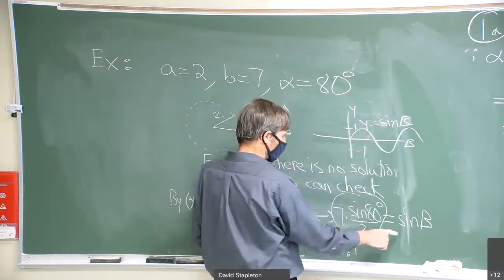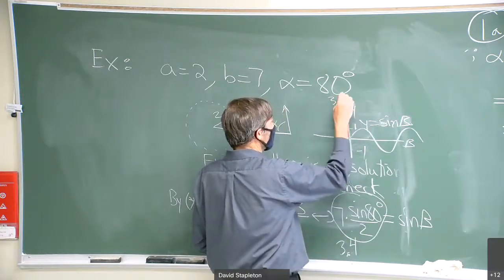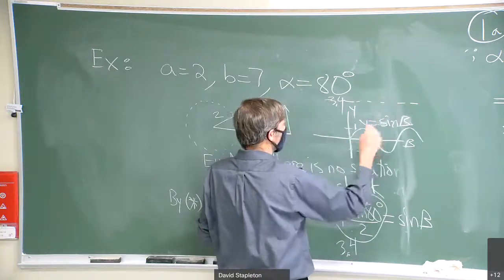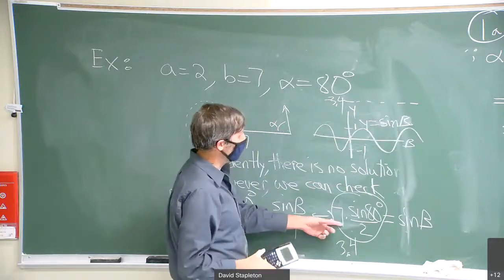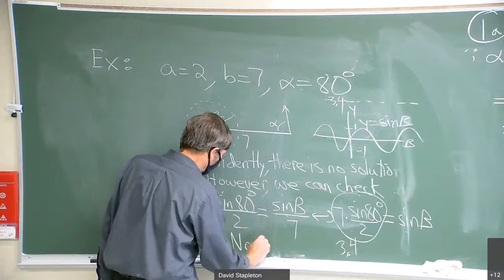I'm asking, for what angle is the sine equal to 3.4? The sine is never equal to 3.4, right? It's never got this y coordinate. It stays down here. So you can never solve this equation. It has no solution.